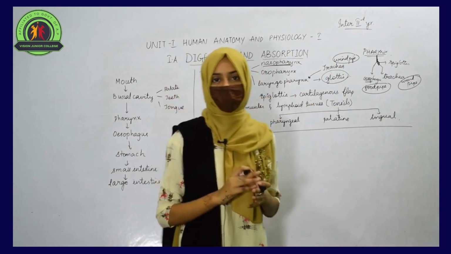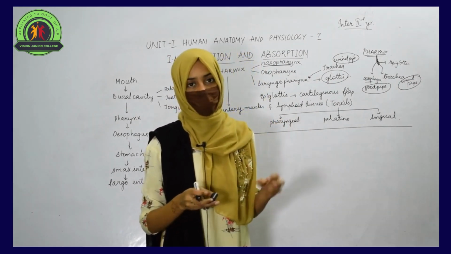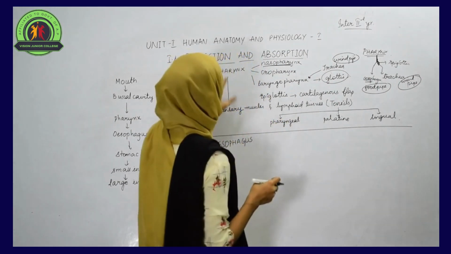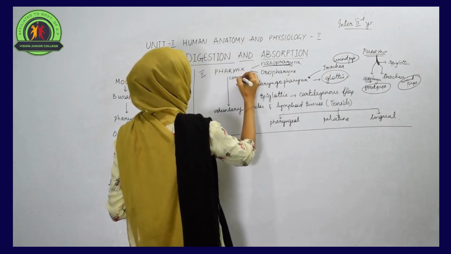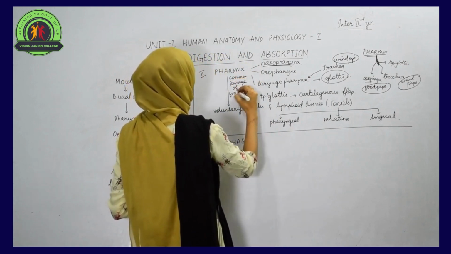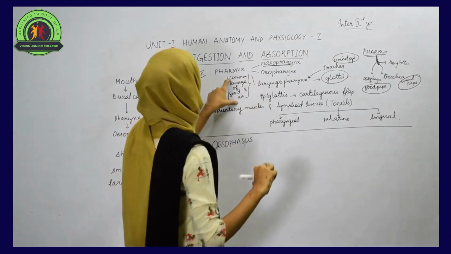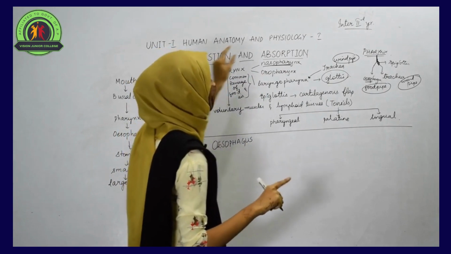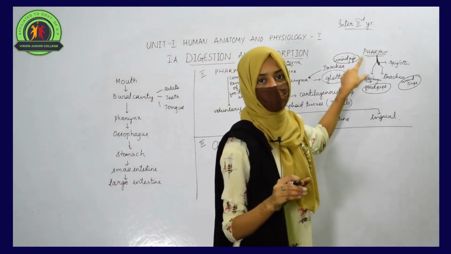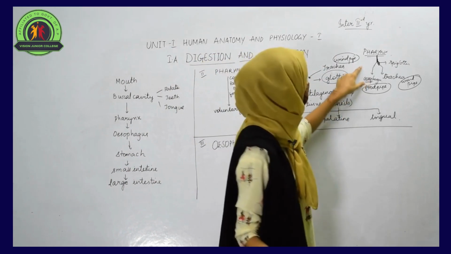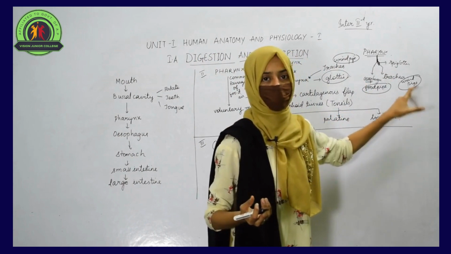The epiglottis is a flap-like structure that prevents the common passage of food and air, whereas the pharynx is a structure which acts as a common passage for both food and air. Food and air, both of them can pass commonly through the pharynx, but the esophagus specifically is for the passage of food, and the trachea is particularly for the passage of air.